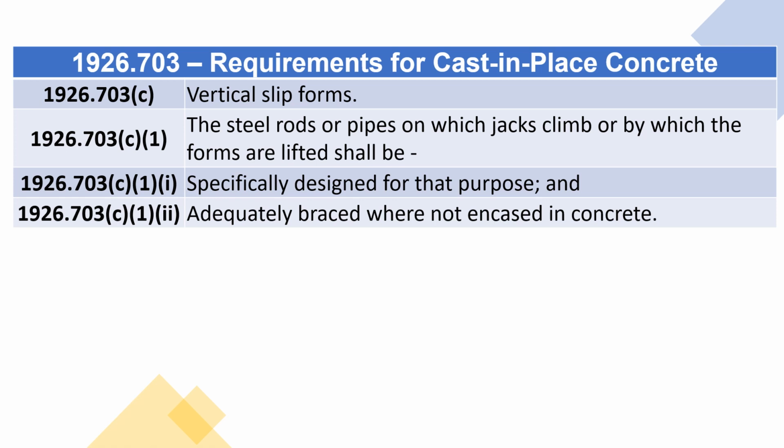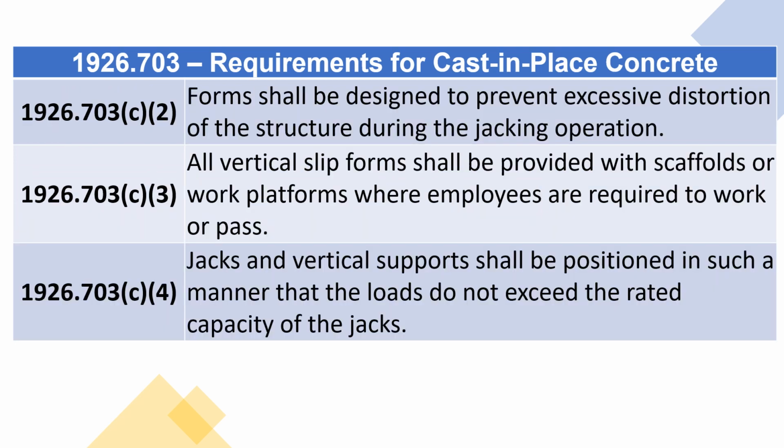1926.703(c) Vertical slip forms. 1926.703(c)(1) The steel rods or pipes on which jacks climb or by which the forms are lifted shall be specifically designed for that purpose, and adequately braced where not encased in concrete. 1926.703(c)(2) Forms shall be designed to prevent excessive distortion of the structure during the jacking operation. 1926.703(c)(3) All vertical slip forms shall be provided with scaffolds or work platforms where employees are required to work or pass.